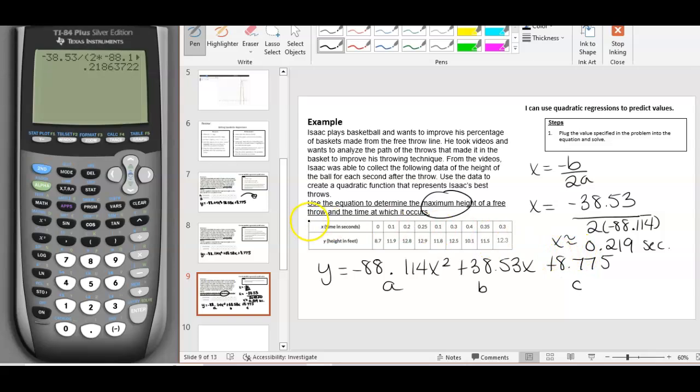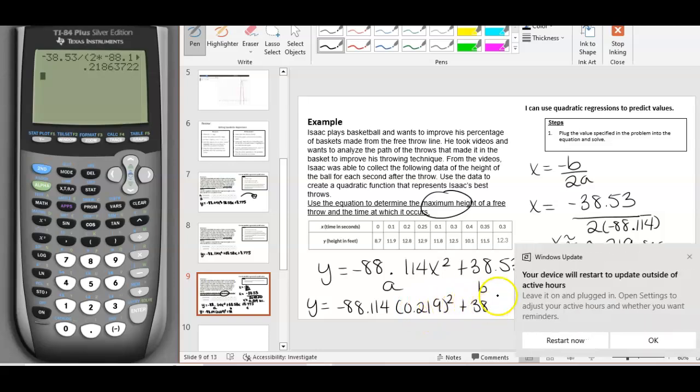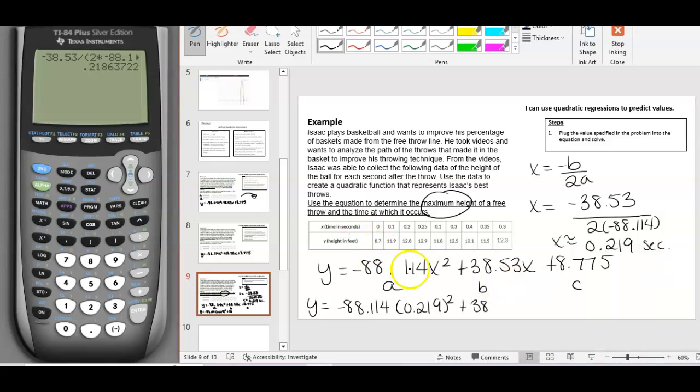But it also wants us to figure out what is that maximum height, okay? So to figure out that maximum height, I need to plug in this 0.219 into my equation and solve for y. So I have negative 88.114 times 0.219 squared plus 38.53 times 0.219, and then plus 8.775. Okay, so once again, it's a bunch of number crunching, so I'm going to do it on my calculator.